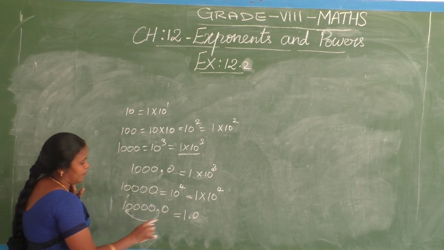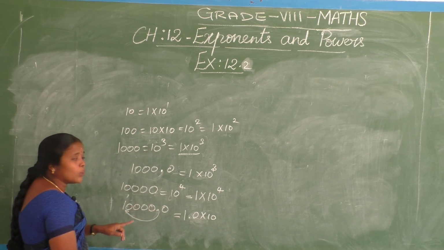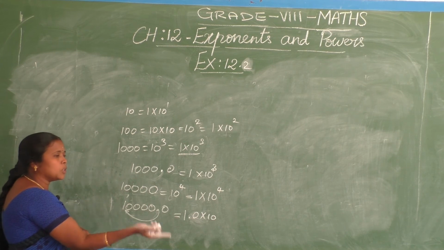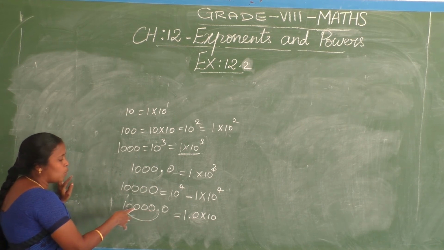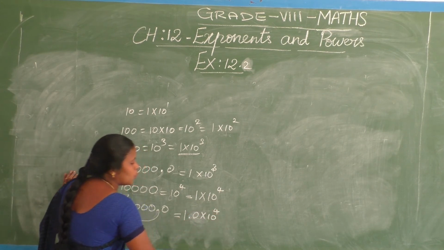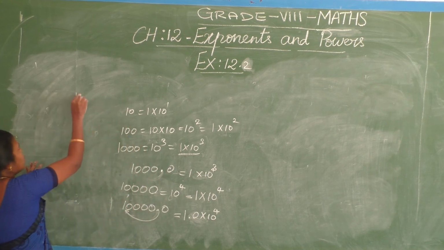1.0, nothing but 1. 1.0 into 10 power plus 4. You moved the point from the right hand side to the left hand side, moving 4 digits: 1, 2, 3, 4. So, plus 4 came. Understood?